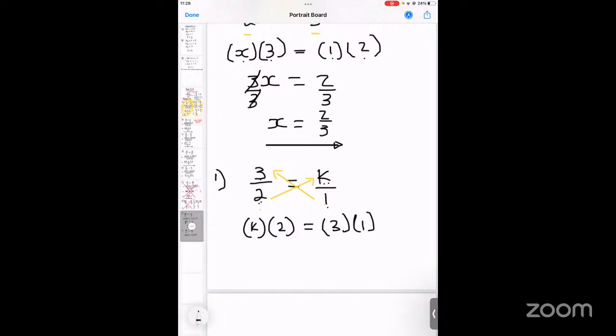Then you have 2k, which is equal to 3. Then we remove, that cancels with that, and then k is equal to 3 over 2. Then you are done. Makes sense, Manahil? Yes, sir.